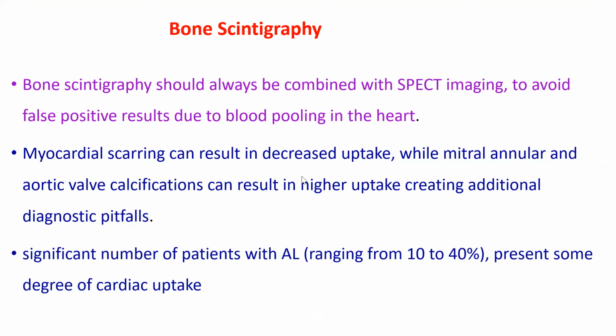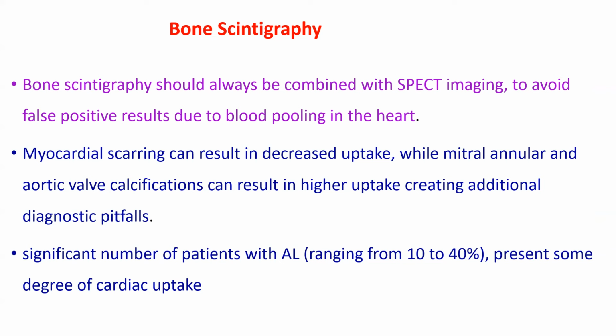Next is bone scintigraphy. Bone scintigraphy is a key and important tool in the assessment and diagnosis of cardiac amyloidosis. Bone scintigraphy should be combined with SPECT to avoid false positive results due to blood pooling in the heart. Myocardial scarring can result in decreased cardiac uptake, while mitral annulus and aortic calcification can result in higher uptake, making the diagnosis of this disease difficult.